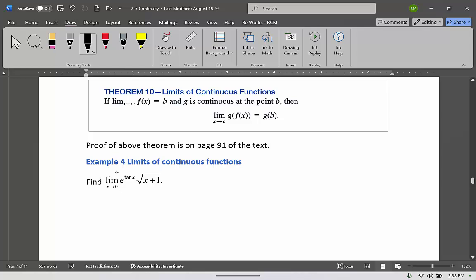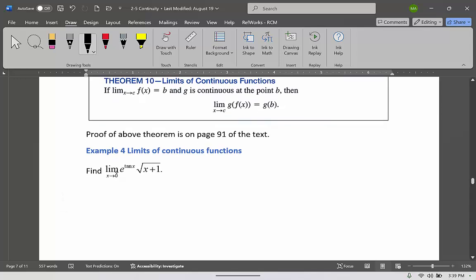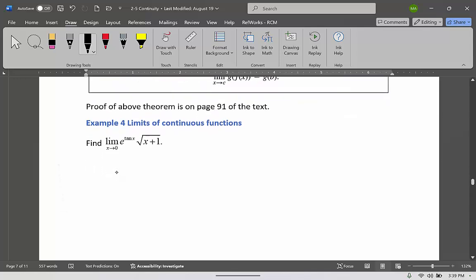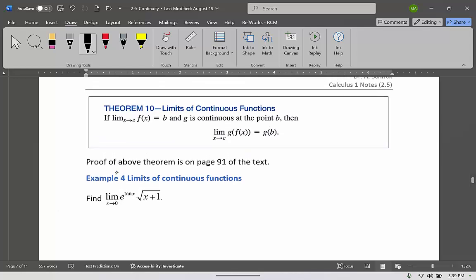All right, so this basically says that if the limit as x approaches c of f of x is equal to b, and g is continuous at the point b, then the limit as x approaches c of g of f of x is simply g of b. Okay, and so that's basically saying that you can actually evaluate the limit of a composite function by taking the limit. So in place of f of x, we're taking the limit of f of x and evaluating g at that.